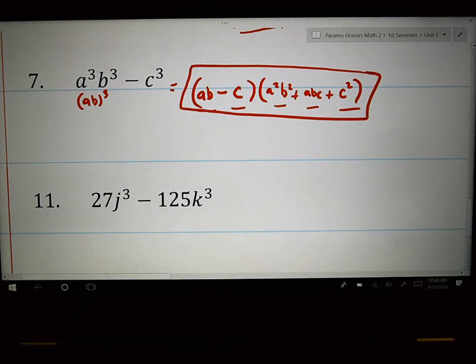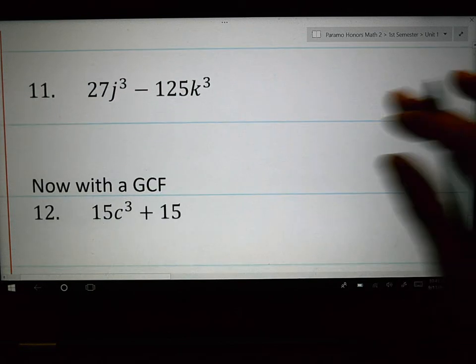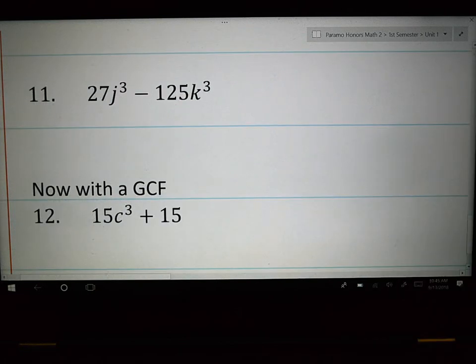This type of factoring is not that difficult. It's a matter of knowing a pattern and recognizing cubes when you see them, and knowing how to find cube roots, or what's something times itself times itself. How does it get harder? The numbers get a little bit bigger, like number 11. We have 27j to the third minus 125k to the third.